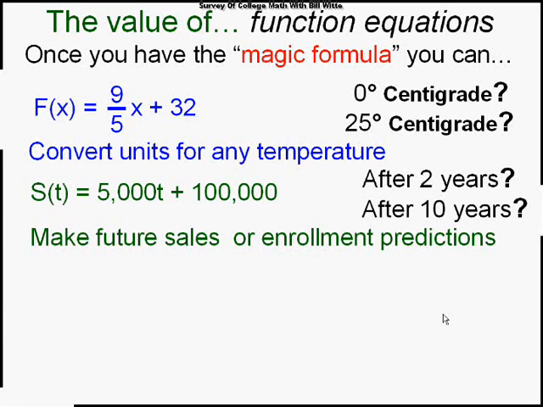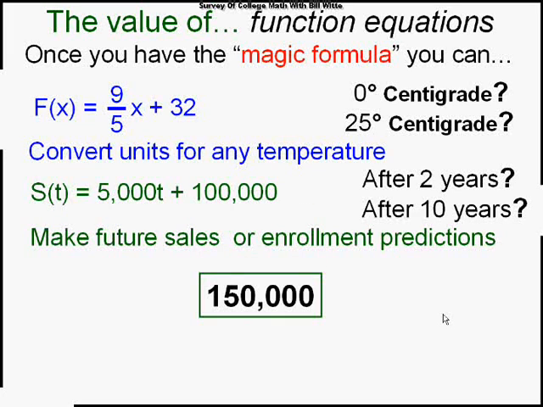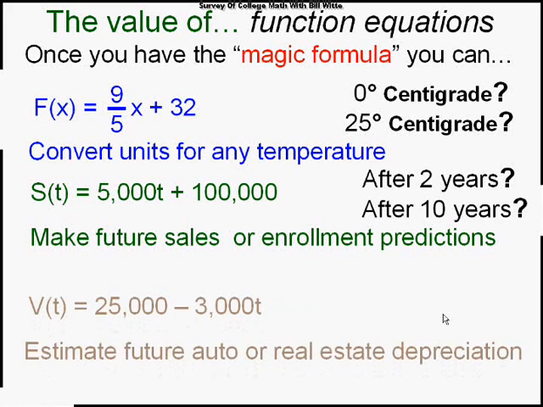Next. I can use it for all kinds of numbers. So let's put in a 10. Put in a 10 for time. 5,000 times 10 is 50,000 plus 100,000. Apparently after 10 years, the function will predict that I'm going to have 150,000 students. Okay, I get another example.